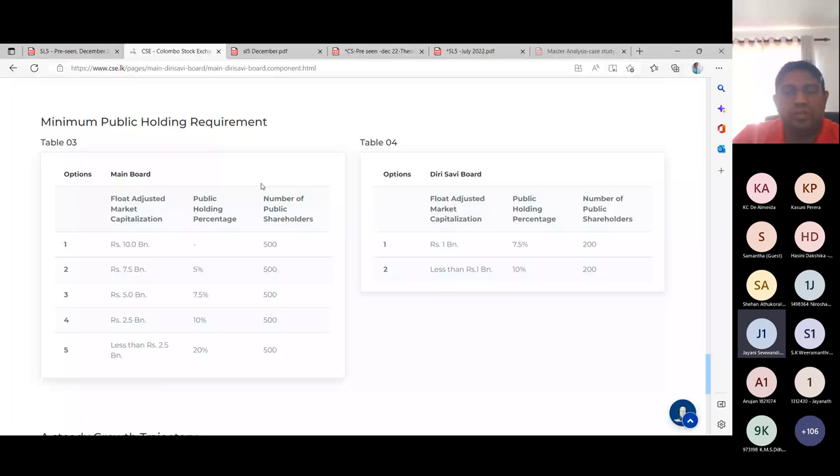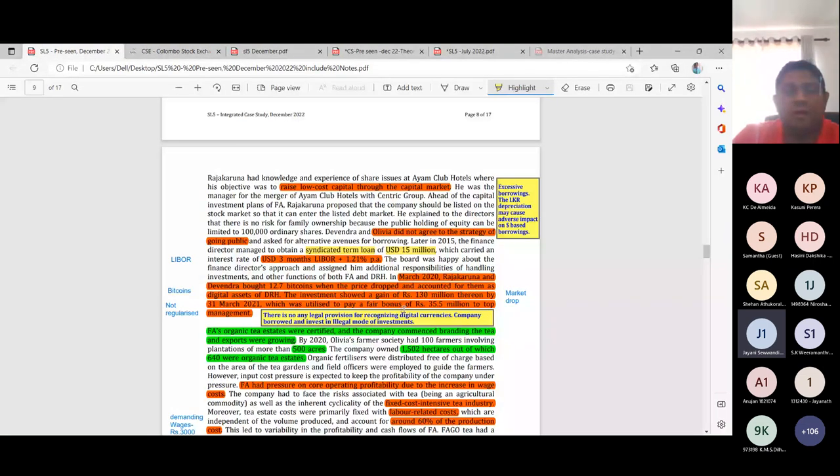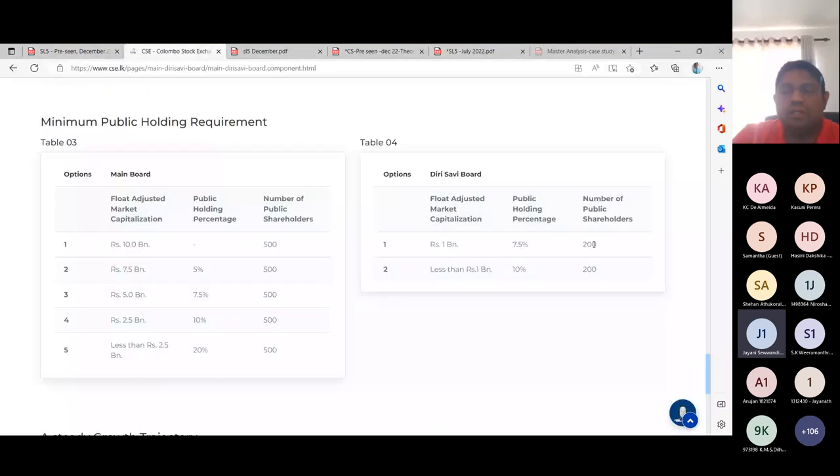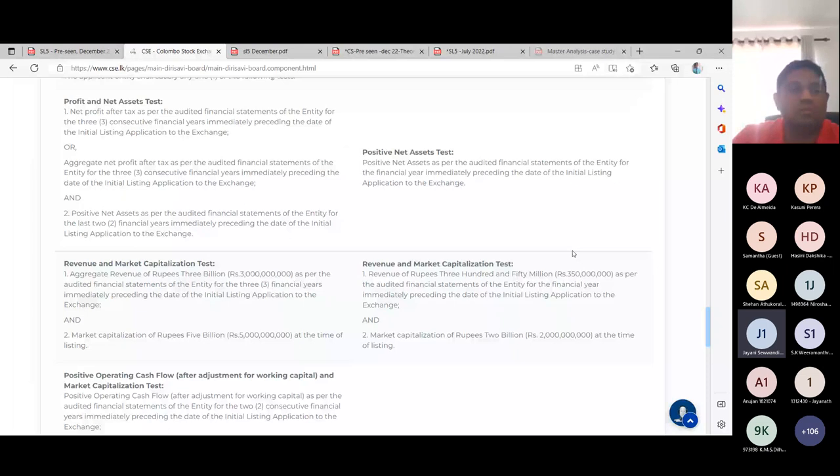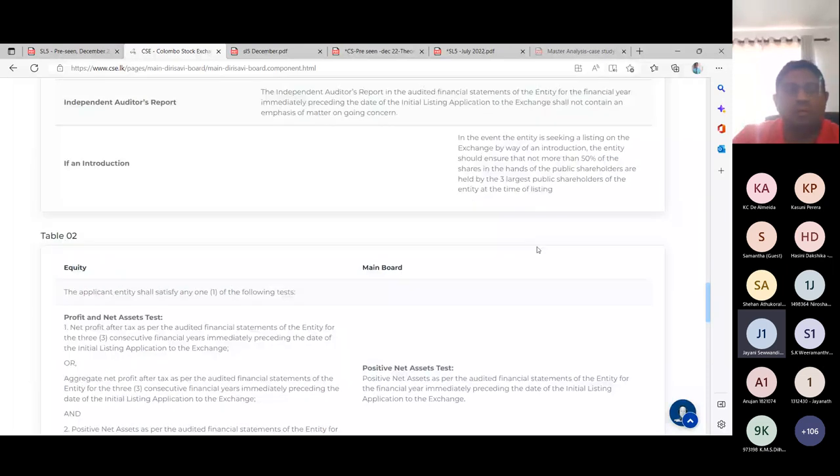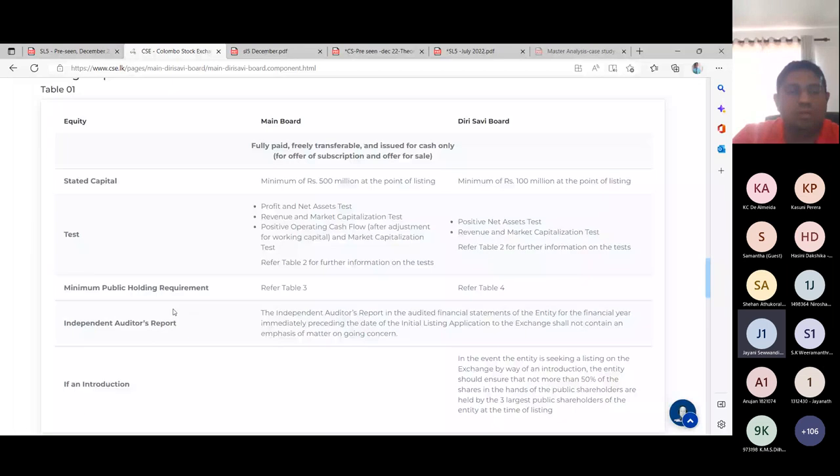But the point he has mentioned here is that the number of publics is 200. 100,000 ordinary shares, yes, they mention. But is that correct? It should be 200,000, no? Am I correct? No, his 200 figure is there. You see, yes, 200, no?